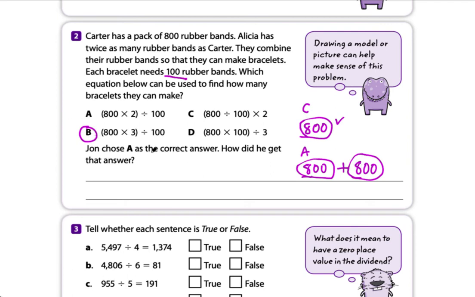John chose A. Well, you probably know why John chose A. He did not add together Alicia's and Carter's. He just took Carter's and said Carter times 2, 800 times 2. He just doubled Carter's, but then he forgot to come back and add Carter's and Alicia's together. That would be 800 times 3. So as long as you wrote an explanation there, there's really no way we can figure out exactly why John chose A because we are not John. We can only make a good guess. And I'm assuming John probably chose A because he did not add Alicia and Carter together. That's probably why he chose A.